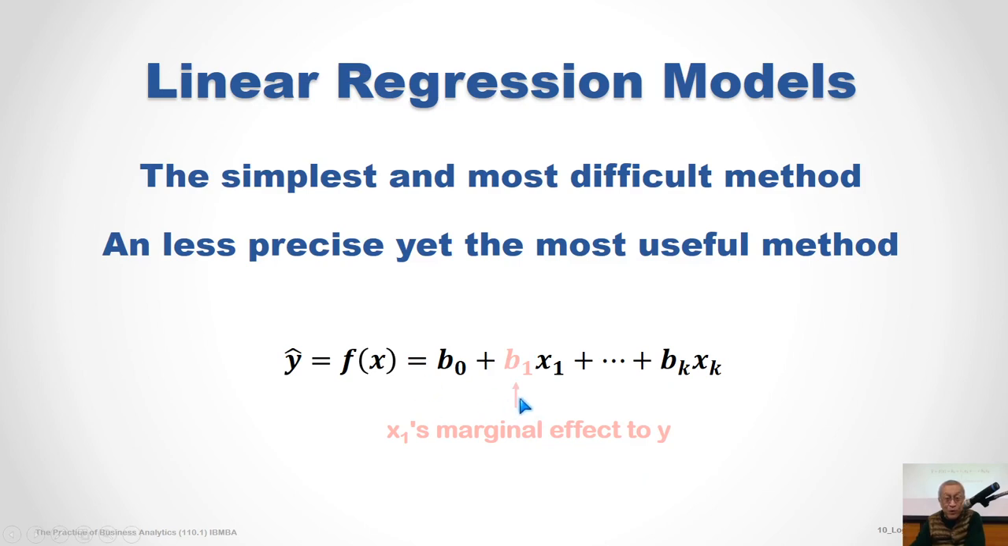This B1, because they are predicting y in this mathematical form, right? So when x1 is increased by 1, the y hat would increase by b1, right? It's simple, right? This is like primary school mathematics. If xk is increased by 1, then y hat would increase by bk, right? Which means the coefficient is the marginal effect of x to y, right? Isn't it?